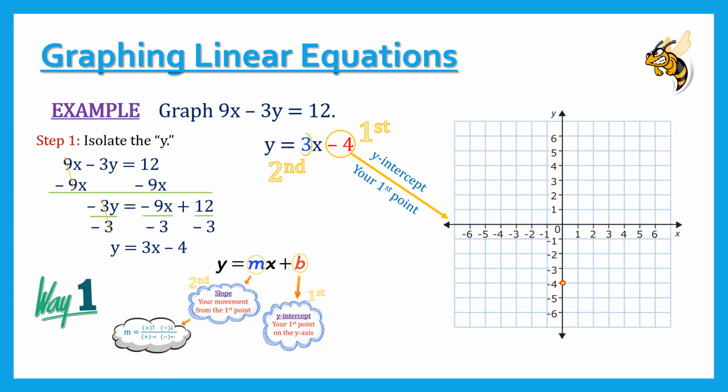So therefore, the slope is going to be 3 over 1. The top is positive, that means go up. The bottom is positive, so that means go to the right. So what does it mean overall? 3 units up and 1 to the right. So from your y-intercept, I'm going to go up 1, 2, 3, and then I'm going to go 1 to the right. And that's when I'm going to place my next point.